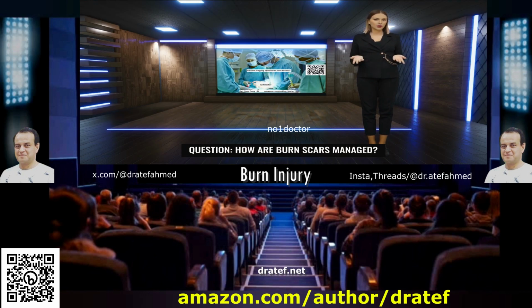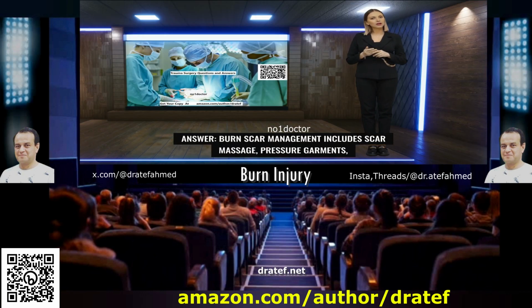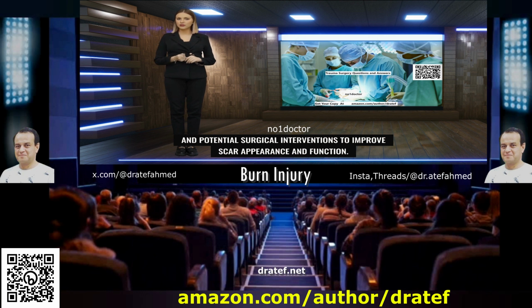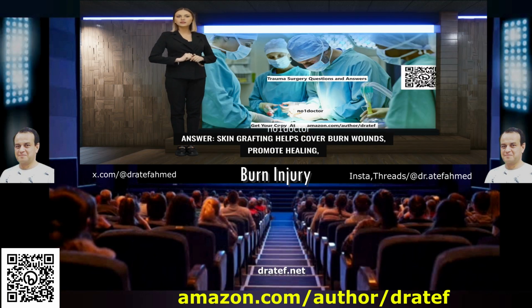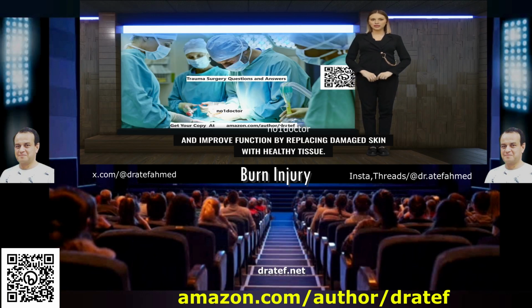Question: how are burn scars managed? Answer: burn scar management includes scar massage, pressure garments, and potential surgical interventions to improve scar appearance and function. Question: what is the significance of grafting in burn injuries? Answer: skin grafting helps cover burn wounds, promote healing, and improve function by replacing damaged skin with healthy tissue.